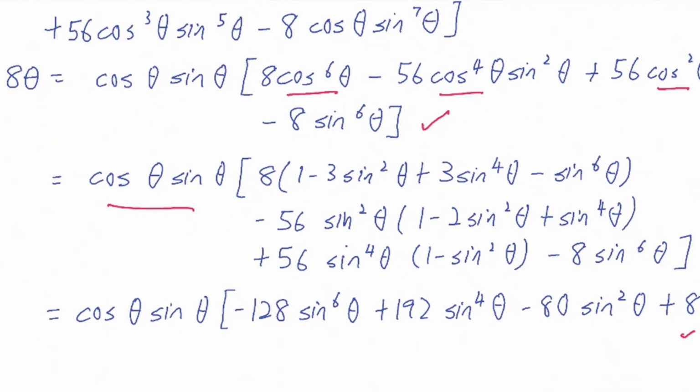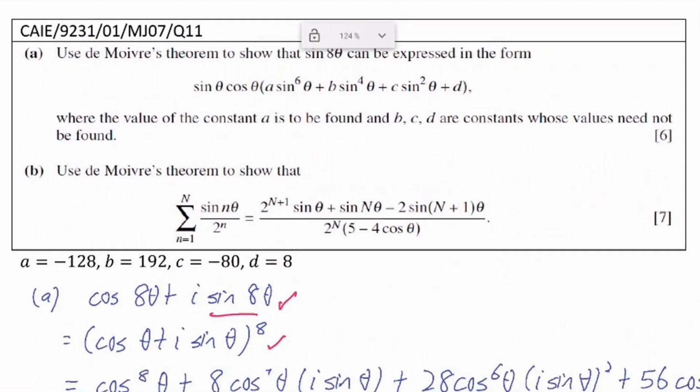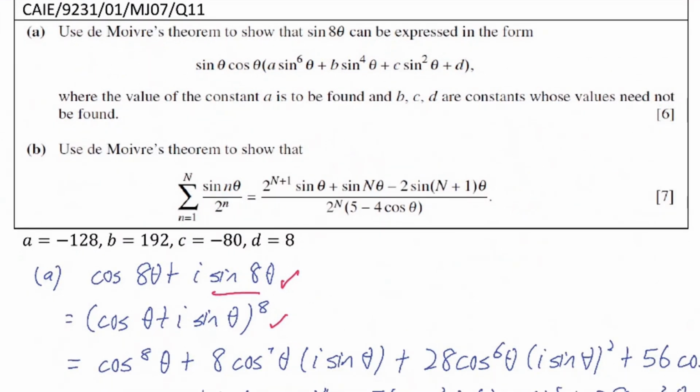Then, what we have for the next part here is we are trying to do the sum. It's actually a different part of the question. So use De Moivre's theorem to show that we have the sum of sine of n theta over 2 power n, with n equals 1 to capital N, is given by this expression here.